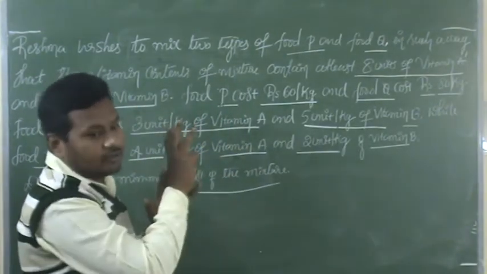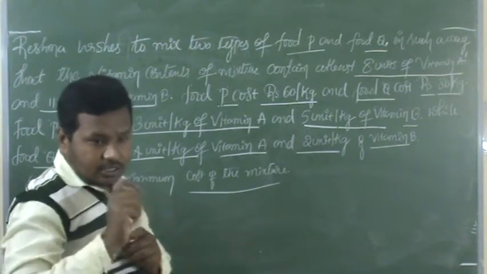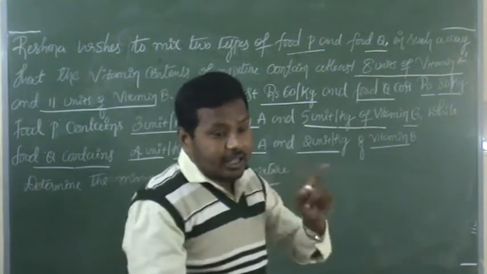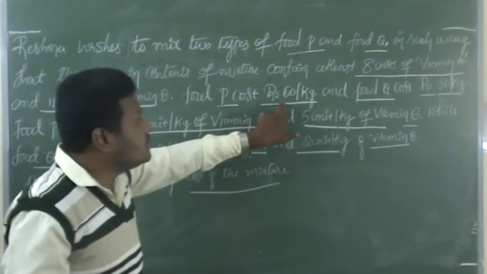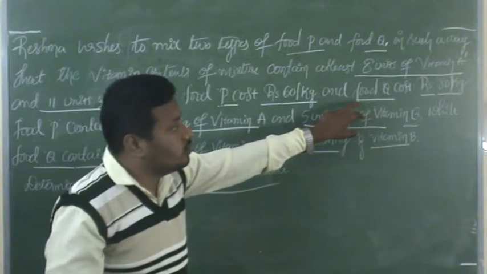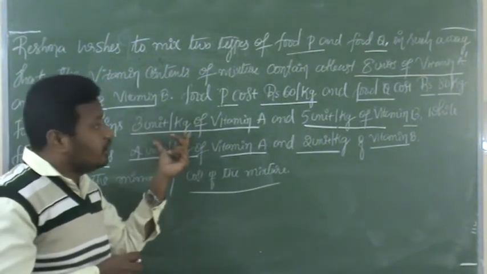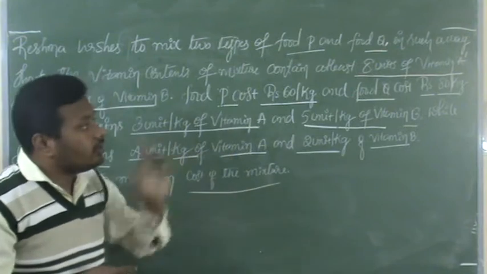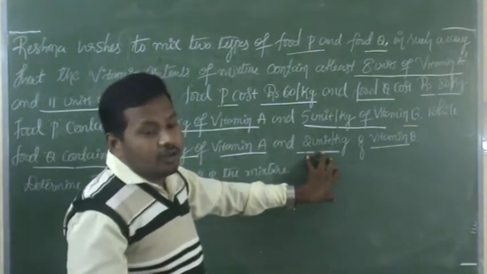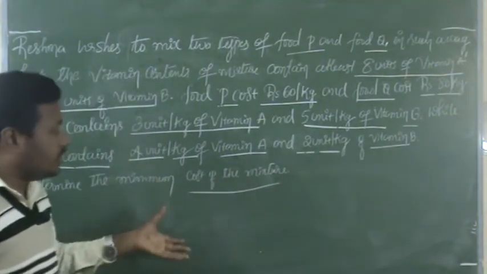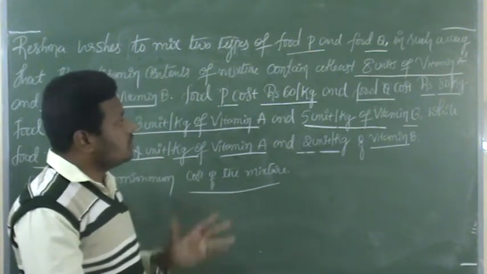Reshma wishes to mix the two types of food P and food Q, and the mixture containing at least 8 units of vitamin A and 11 units of vitamin B. The cost of food P is 60 per kg and food Q is 80 per kg, and food P contains 3 units per kg of vitamin A and 5 units per kg of vitamin B, while food Q contains 4 units per kg of vitamin A and 2 units per kg of vitamin B. So we have to determine the minimum cost of the mixture. This is the problem.